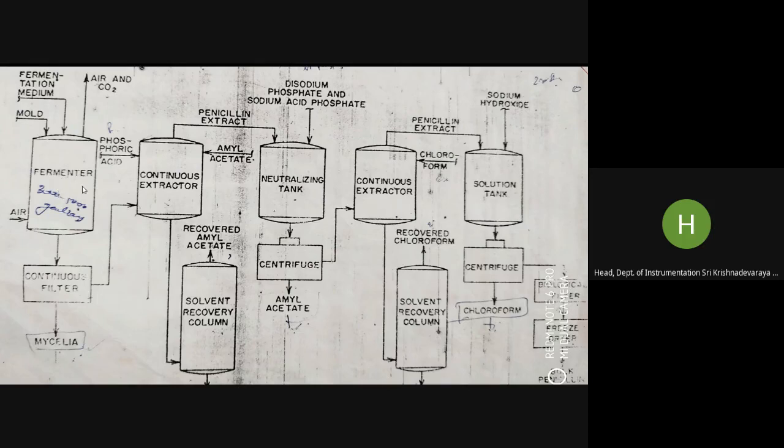The fermentation medium is sterilized by heating it under 15 psi steam for 30 minutes, following which the tank is water cooled continuously. We will see the actual diagram of the fermenter in the next slide. When the medium has reached a temperature of around 24 degrees centigrade, it is aseptically inoculated with mold spores from the top.